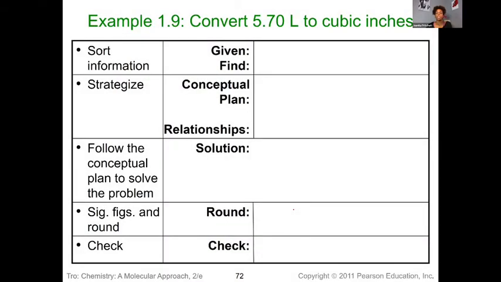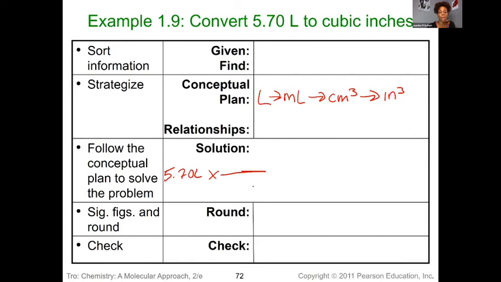Okay. So in this case here, we're going from 5.70 liters to cubic inches. So again, let's think about the conceptual plan here. We need to go from liters to milliliters. Then we can go from milliliters to centimeters cubed, and then from centimeters cubed to inches cubed. And so if that's the case, starting with the beginning, 5.70 liters.